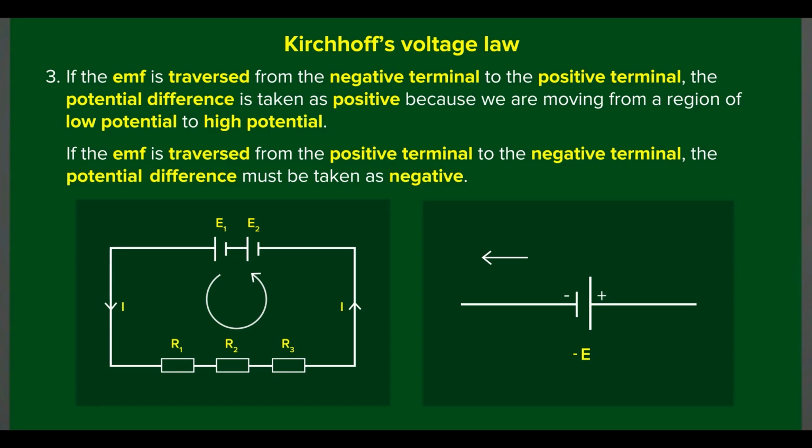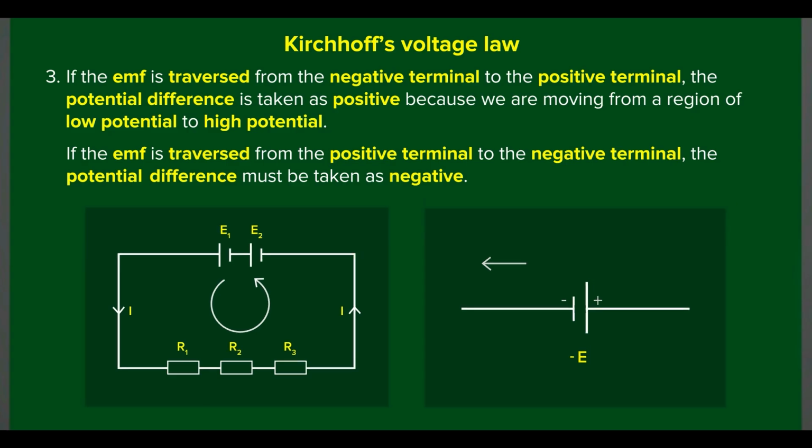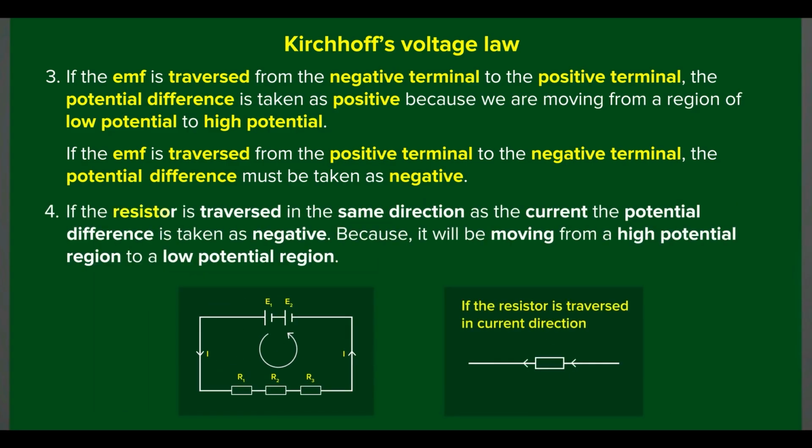Now, let's discuss the fourth or last rule. That is the sign convention of potential differences for resistors. Sure. What's the rule? The rule says that if the resistor is traversed in the same direction as the current, the potential difference is taken as negative.